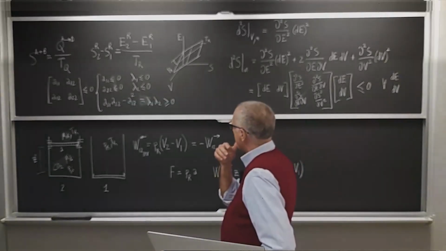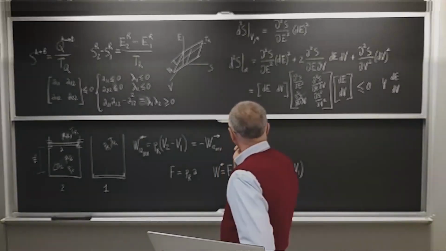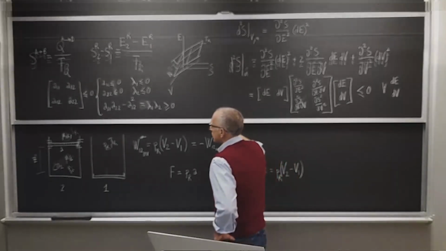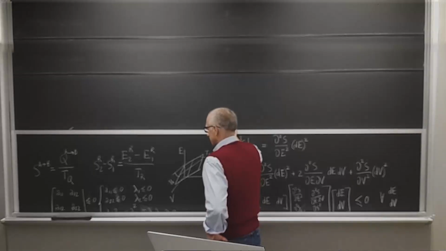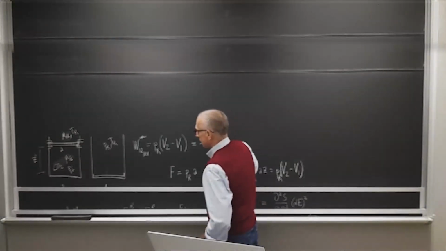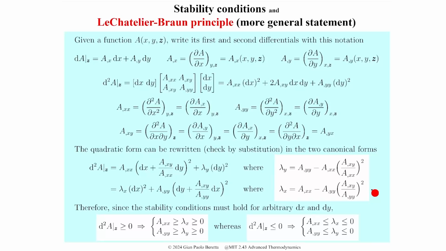Okay. Now, let's look at, suppose that our function a is such that its second differential must be positive. Okay. So positive means that this matrix is positive definite, or semi-definite.